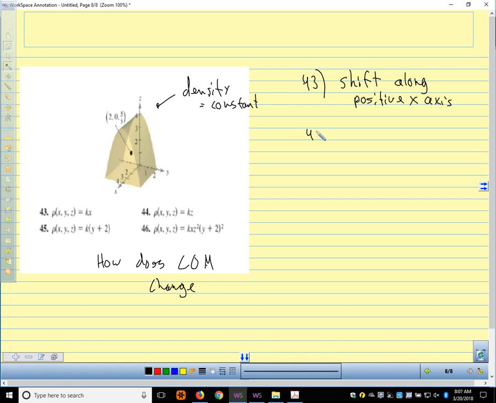How about 44? If rho is kz, it's going to shift up, right? We have more mass higher up, the higher up we go. So we'll shift up. I'm going to say positive z. How about 45? If our density is ky plus 2.